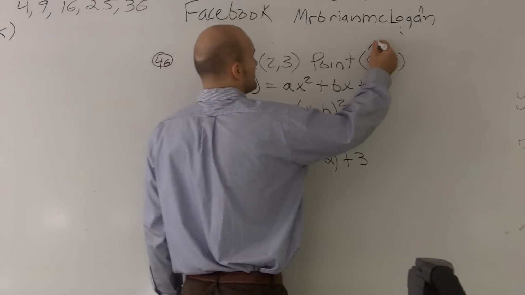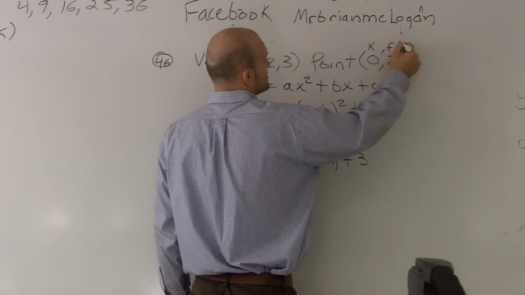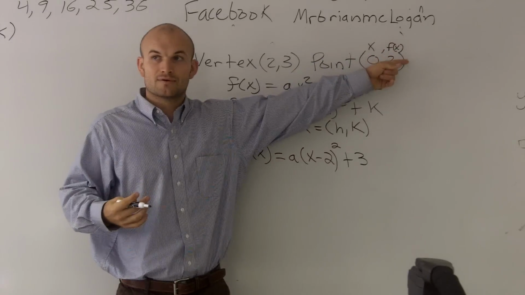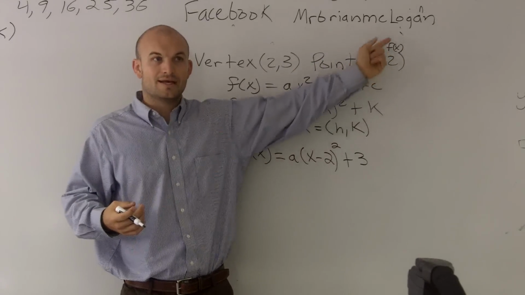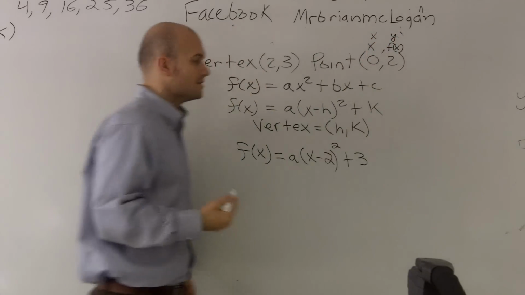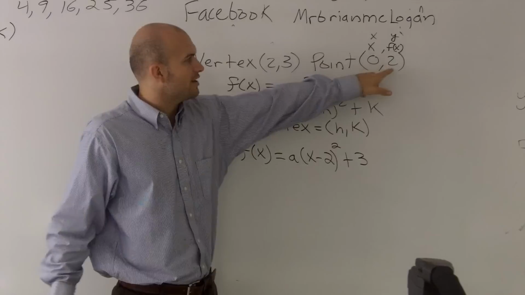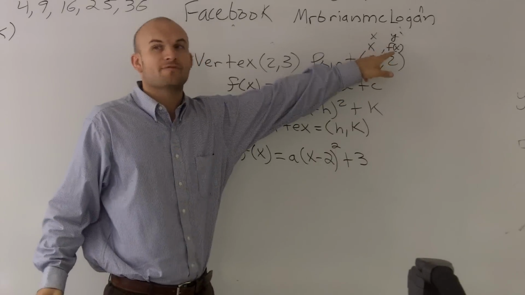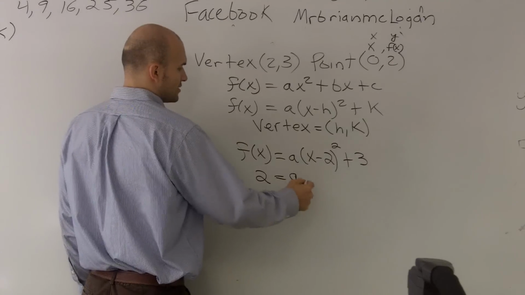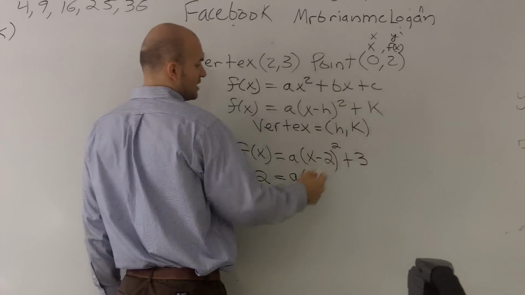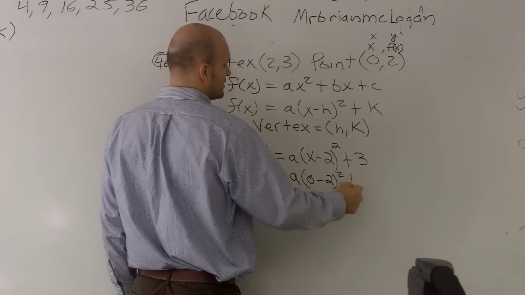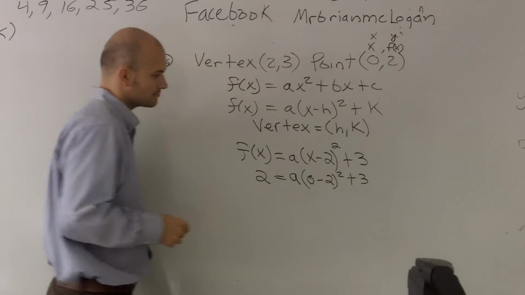One thing you can think about, now that we're talking about functions, is remember functions have an input value and an output value, right? Input and output, domain and range. It's the same thing as x and y. So my output value, my y variable, is the same thing as my f of x. So I'm going to plug in 2 is equal to a, I don't know the value, times x, which they tell us is 0, minus 2 squared, plus 3.